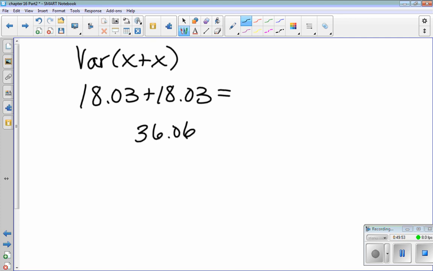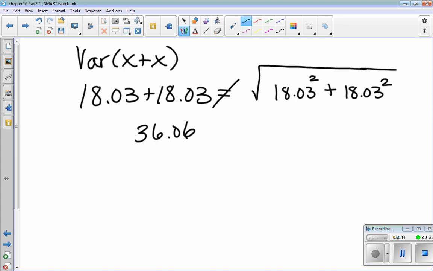You cannot just add the standard deviations. Let me show you why. We're going to work with the variances. These are not going to equal each other. If I take 18.03 and square it, that's the variance, right? And I add to it the square again, and take the square root of the whole thing, wouldn't that be the standard deviation? What's that number? That is the correct answer.